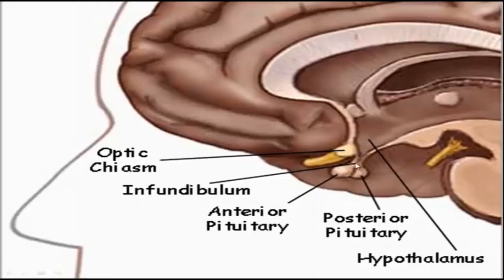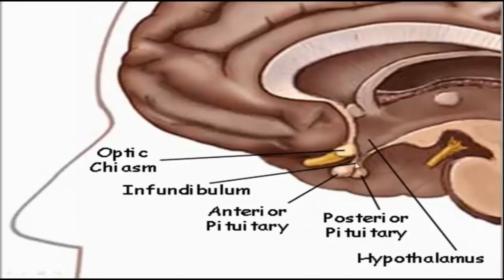What's the name of the anterior lobe? The anterior lobe is known as adenohypophysis and the posterior lobe is neurohypophysis. Then the shape is P-shaped. What's the shape of the pituitary gland? P-shaped. Its diameter is 1.3 centimeter and weight is 0.5 gram.